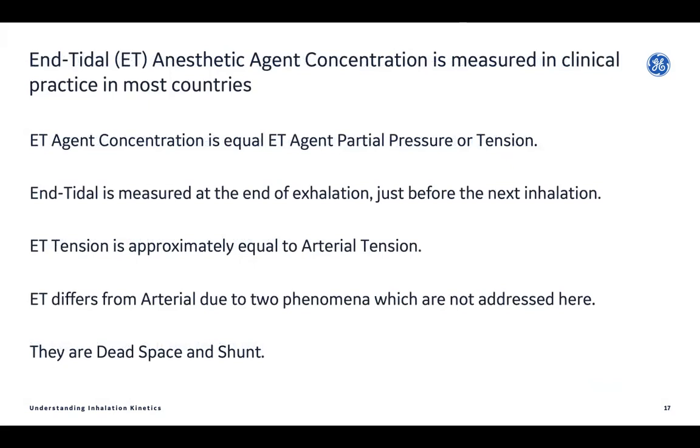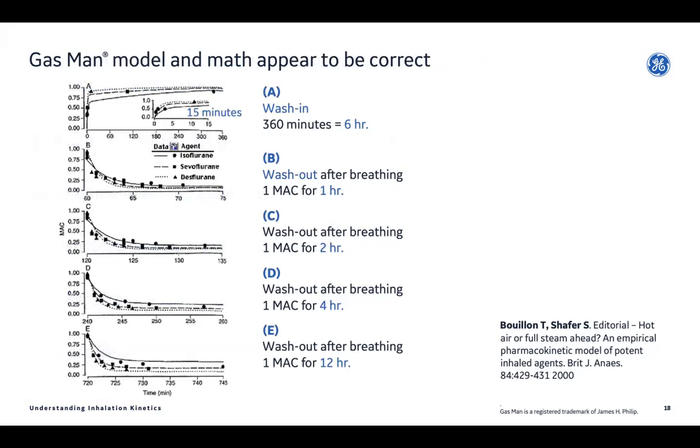End-tidal anesthetic concentration is measured in clinical practice in most countries. End-tidal agent concentration is equal to the end-tidal agent partial pressure or tension. End-tidal is measured at the end of exhalation just before the next inhalation. And the end-tidal tension is approximately equal to arterial tension, but end-tidal differs from arterial due to two phenomena which are not addressed during this talk, and they are dead space and shunt.